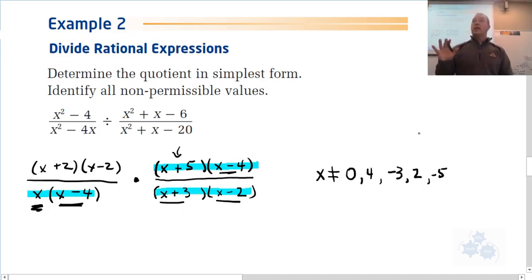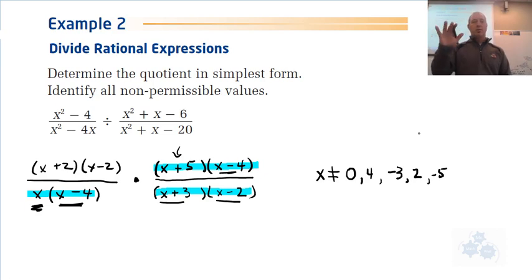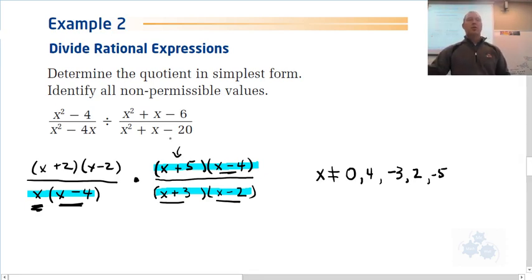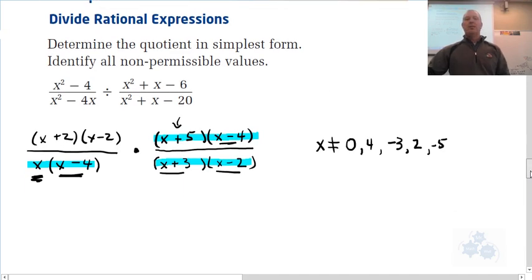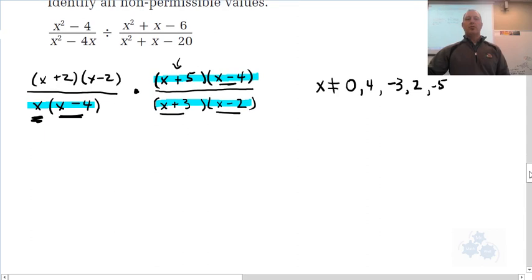So any questions about that? Noting restrictions there? It seems a bit odd that we're noting restrictions in the numerator, right? But you understand why? You can't divide by 0 at all. Okay? All right, so let's move on. We haven't got too much left here. This is pretty straightforward now.